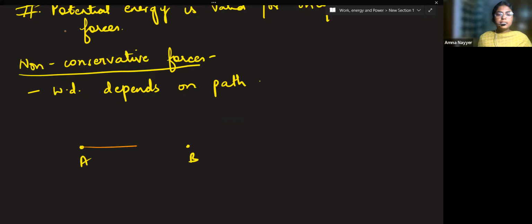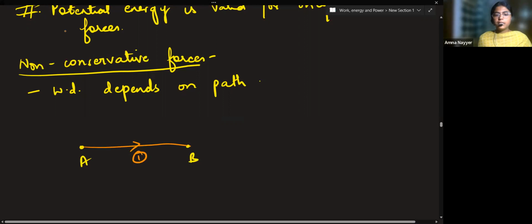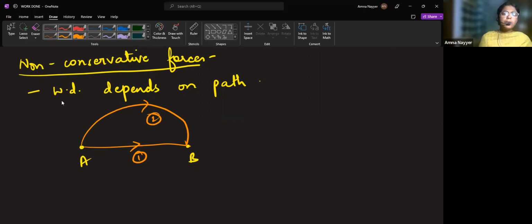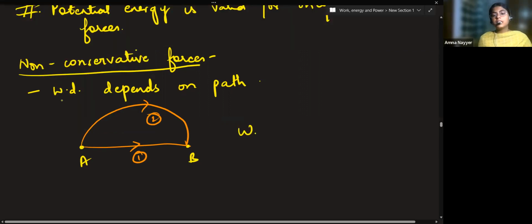One path is this straight line path. This is the first part. If it's a conservative force, both of these are equal. Work done does not depend upon path. But in case of a non-conservative force, these are unequal.